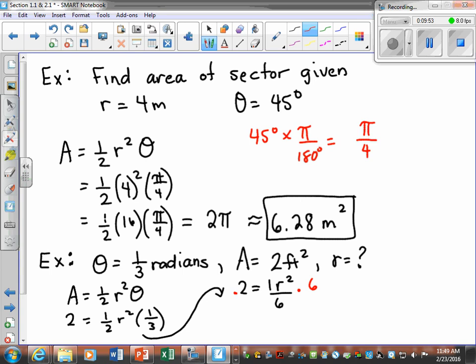Whatever you do to one side, do to the other, so multiply times 6. And that would leave me with 12 is equal to r squared because this 6 cancels with that 6. Now, how do you get r by itself? Good, take the square root. Whatever you do to one side, do to the other. So square root of 12 is equal to r.